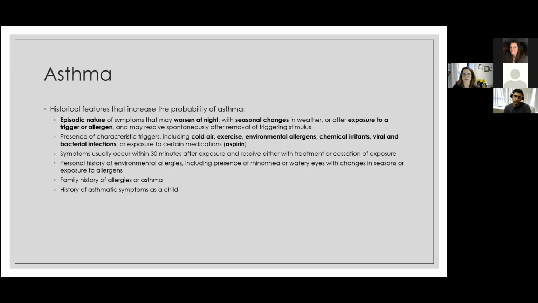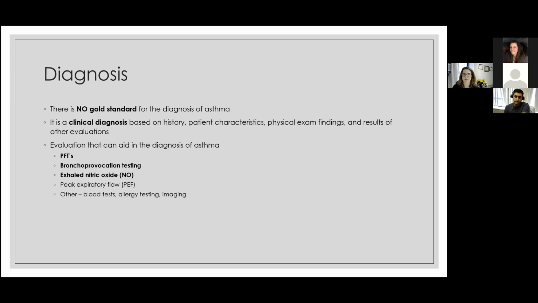Symptoms usually occur within 30 minutes after exposure, and they resolve either with treatment or cessation of exposure. Ask if they have a personal history of environmental allergies, including rhinorrhea, watery eyes, itchy eyes, with changes in seasons or exposure to allergens. Ask if they have a family history of allergies or asthma, and if they have a history of asthmatic symptoms as a child. These are all things that can predispose patients to developing asthma later on.